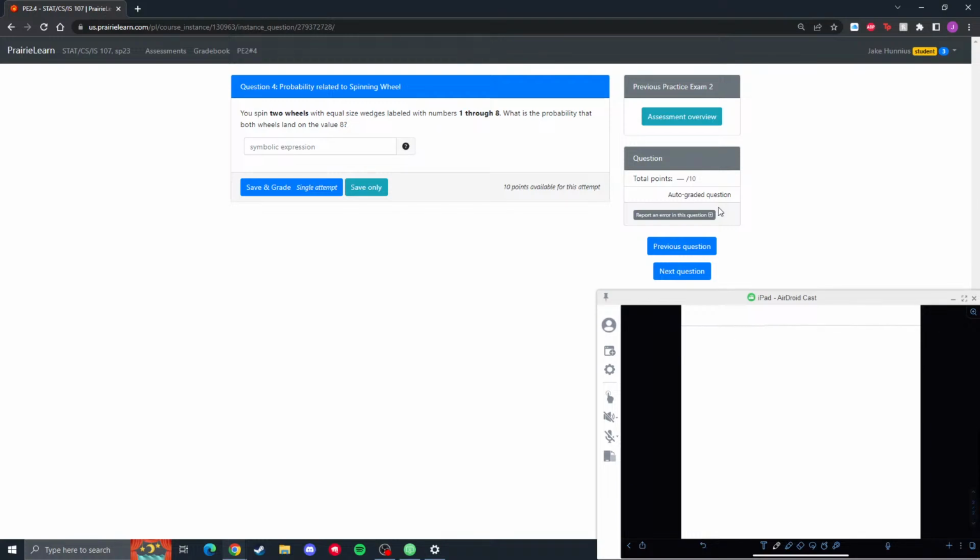All right, if we have wheels with wedges numbered 1 through 8, what is the probability both wheels land on the value 8? So I'm just going to draw this out because the wheel problems can be a little bit tricky. It always makes sense to draw them out. So we have 8 different options for each wheel, and if we're looking for both wheels to land on 8, that only happens once, and there's 64 total opportunities, so it's going to be 1 over 64.